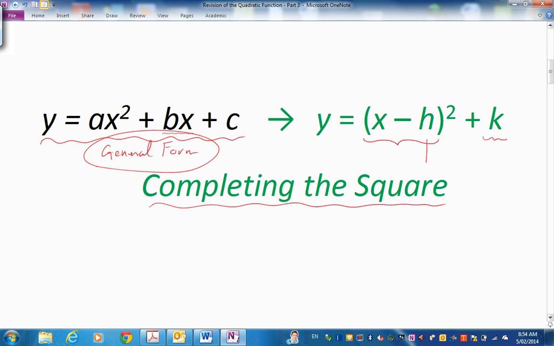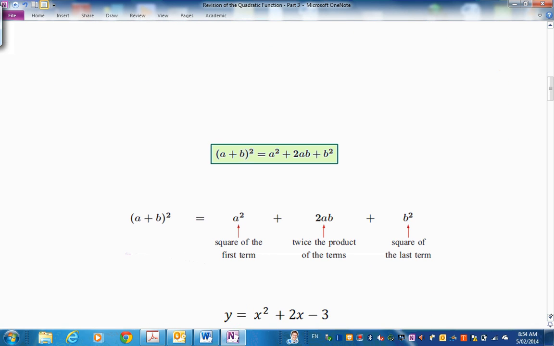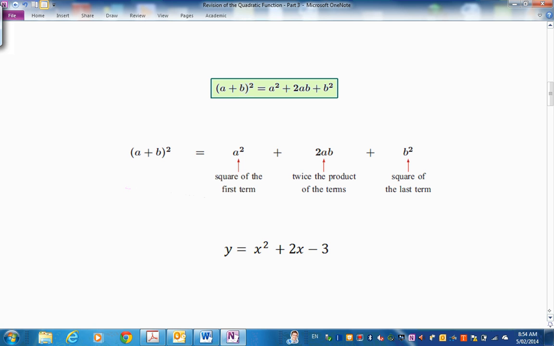Okay, because this is the X translation and this is the Y translation. So that is the new vertex. The old vertex is 0, 0. It will move to HK. Got it? You might have to go back and revise that again. Alright, let's have a look at how you do that. To look at that, what I've suggested we do is to look at the structure of a perfect square up here. What does it comprise? Well, it's a square of the first term, twice the product of the terms, and square of the last term.